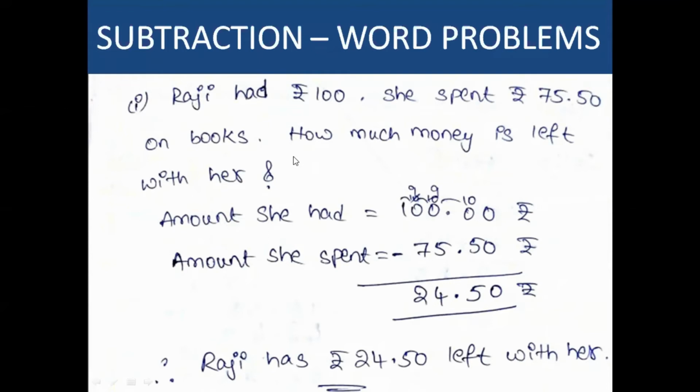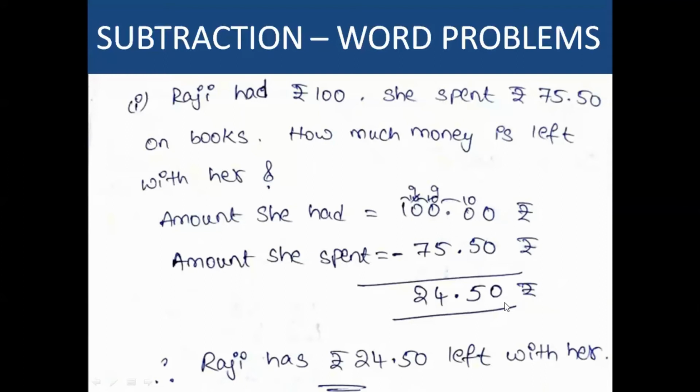Subtraction word problems. Raji had rupees 100. She spent rupees 75.50 on books. How much money is left with her? Solution. Amount she had 100. Amount she spent 75.50. Here it is in decimal. 100 is a whole number. We have to change it into decimals. So we have to add the decimal part, that is 0.00. Now subtract.